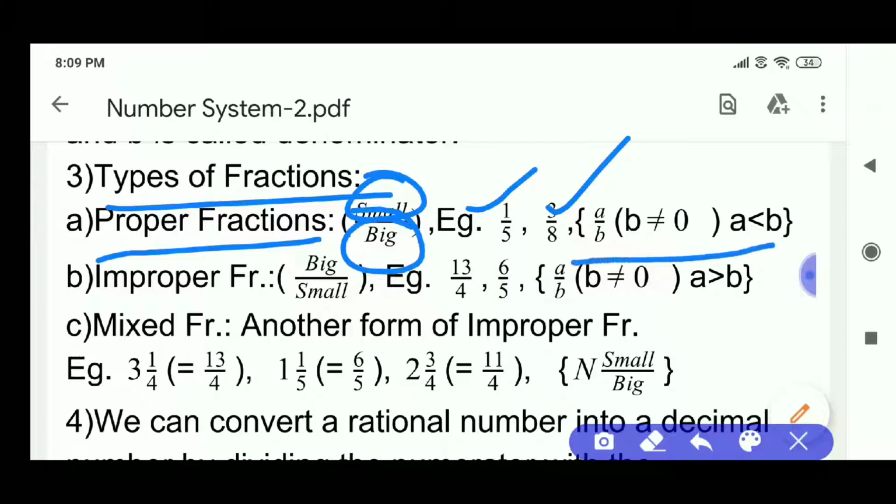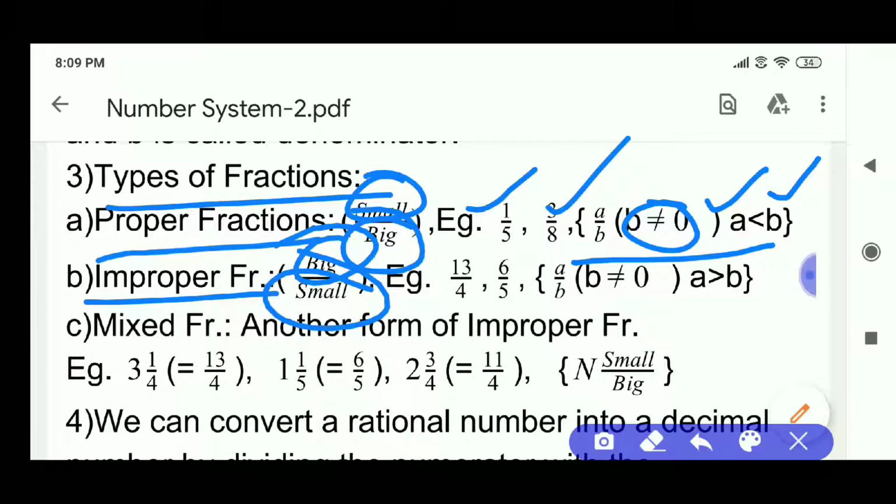Mathematically we say that a by b, we know the condition b not equal to 0, the numerator a is less than the denominator b. Improper fraction, big integer by small integer. Examples 13 by 4, 6 by 5, etc. Mathematically we say that a by b, the numerator a is greater than the denominator b.